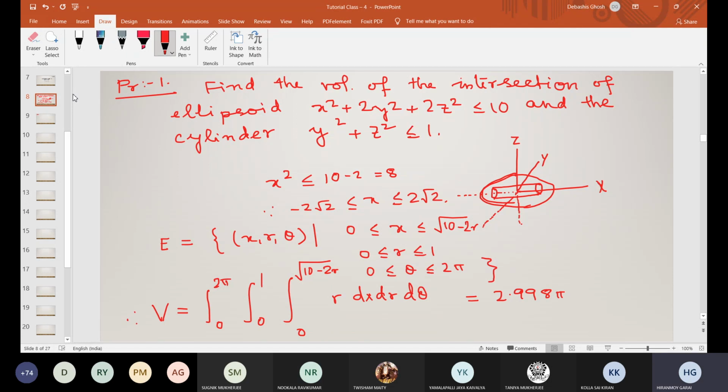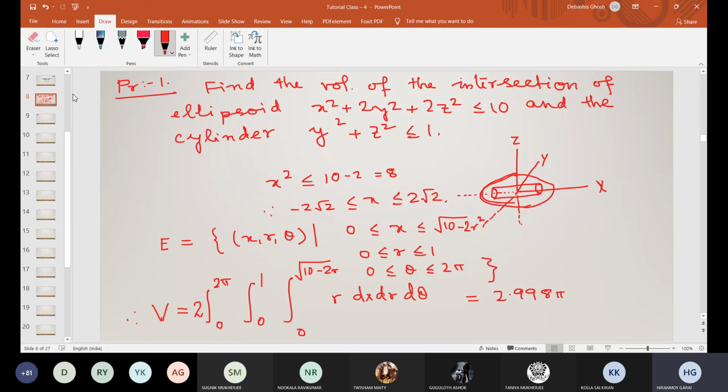Sir, how is r from 0 to 1? R is the radius. If y equals r sine theta and z equals r cos theta, then we get that the range for r is 0 to 1. Sir, once explain the limits for x. 0 to under root of 10 minus 2r. Is it 2 into r or r square? It should be r square, sir.